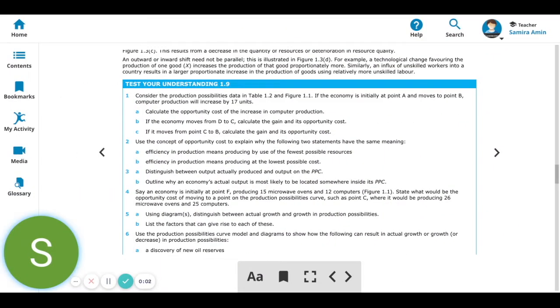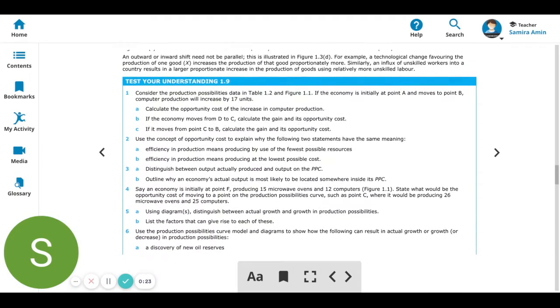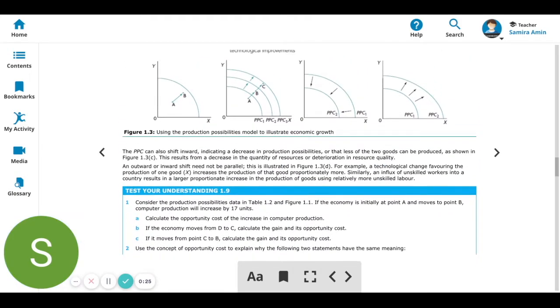Hi everyone. So, as promised, I'm going to make a video on the circular flow of income, the parts that we didn't really have a chance to discuss in class. You can see this before you answer questions about the circular flow. On the screen right now, I have shown Test Your Understanding 1.9 from the textbook.